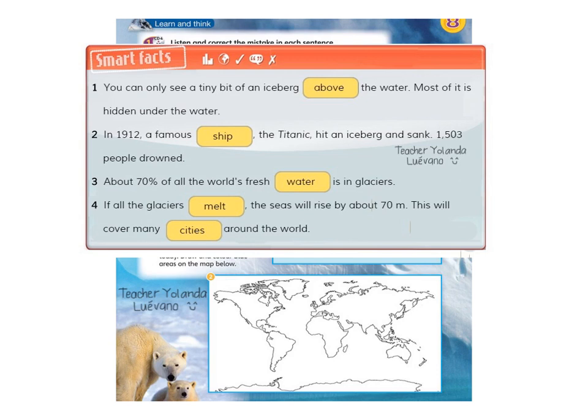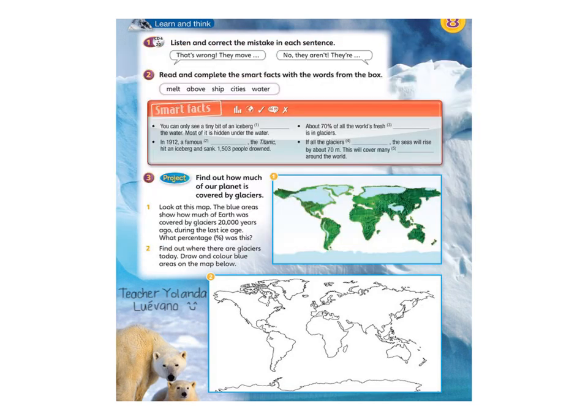That's why they say that if the poles melt, the level of the oceans will rise and it will drown whole cities. Now, we have a project, but it's a very simple project that has to be done actually here in the student's book. It says, find out how much of our planet is covered by glaciers.